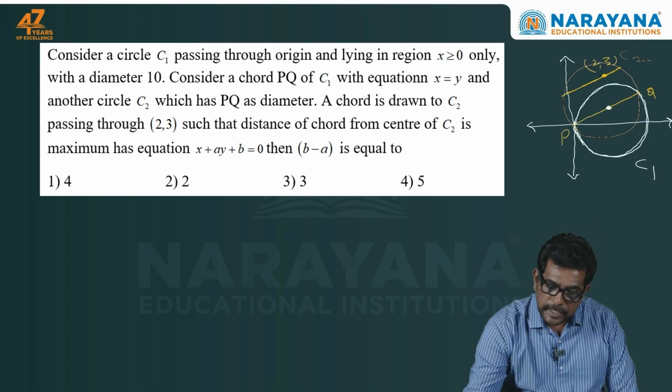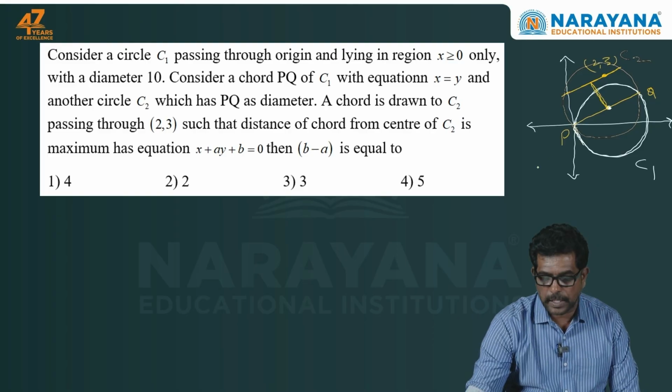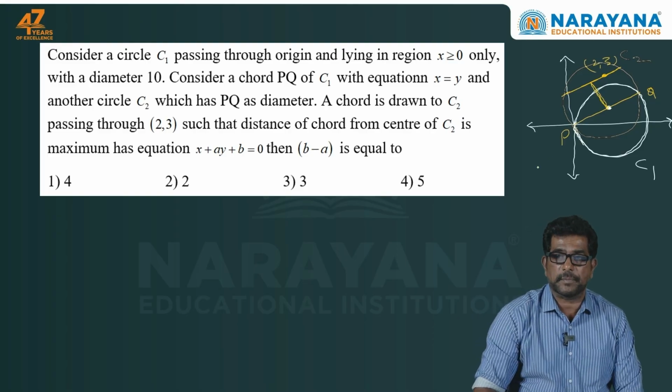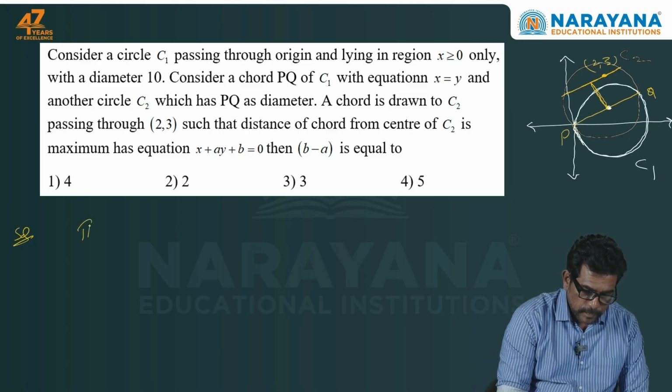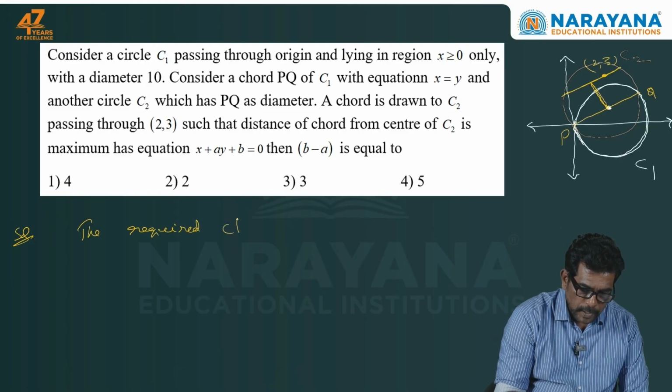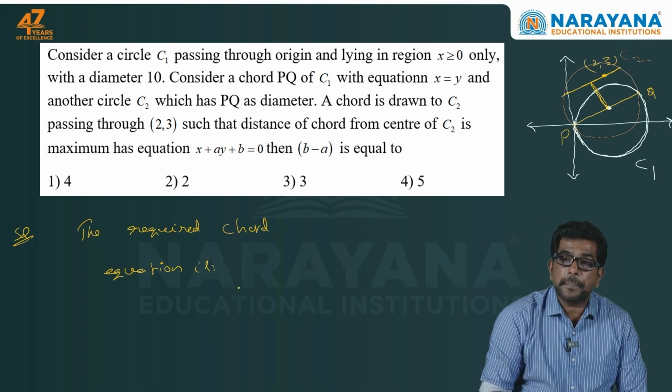Then the distance from the center to the chord is always maximum. So the required chord is the solution. The required chord equation is parallel to the PQ line.